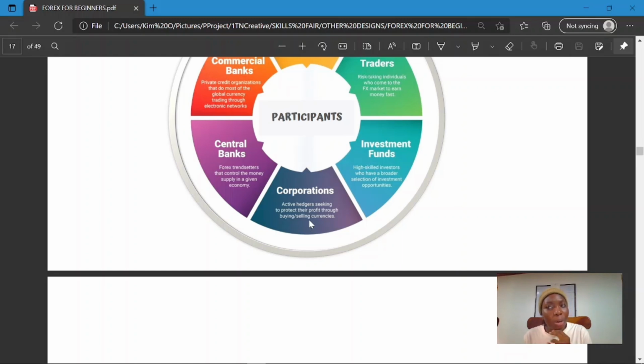Okay, these are companies that basically do it 2 ways. They buy and they sell, and when it's going in a certain direction, they ride on that direction. The market is a bullish market, a buying market. They ride in that direction and they protect their funds. If it's going in a certain direction, they sell and they protect their funds. So that's mostly how corporations manage their money. It's just a combination of active hedgers that seek to protect their profits through buying and selling of currencies.